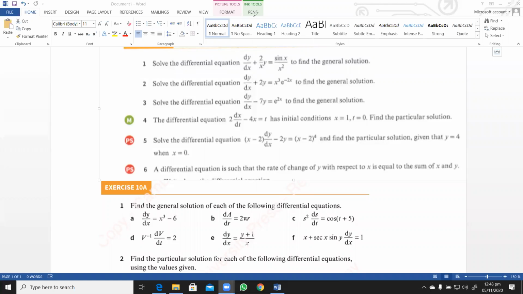So there you have seen that the most important step is, for example, if you look at this first one, you split so that one side has the dy and the other side has the dx. You keep the terms in y with the dy and the terms like x cubed minus 6 with the dx. Let me just rewrite this. So this is going to be equal to this.